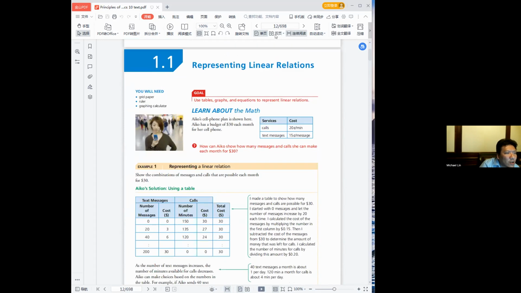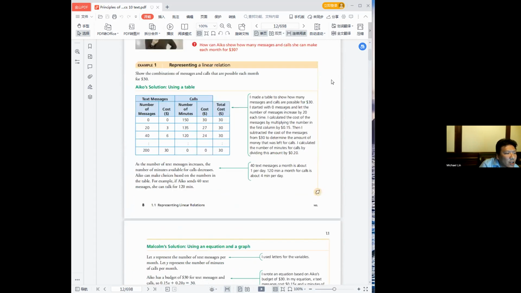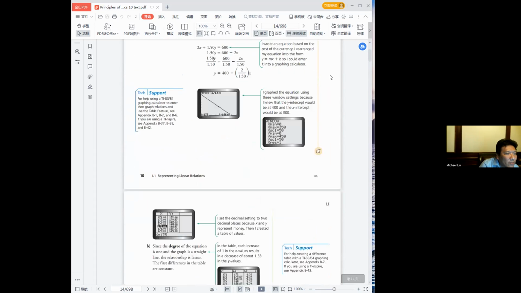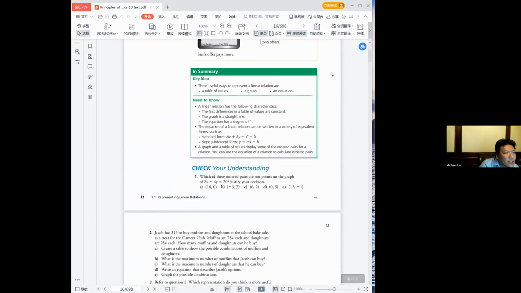So again, the first part is about representing linear relations. Hopefully you guys already know this, but a linear relation is composed of an equation that generally has the form y equals mx plus b. This is known as the slope-intercept form. You can also write the linear equation in something known as standard form, which is given over here, ax plus by plus c equals 0.